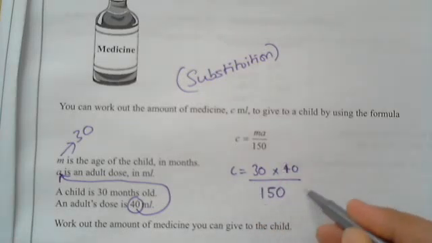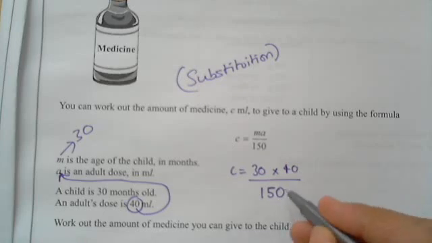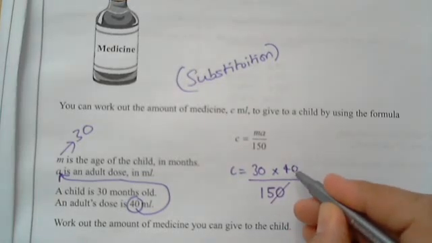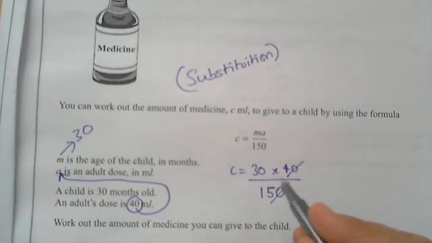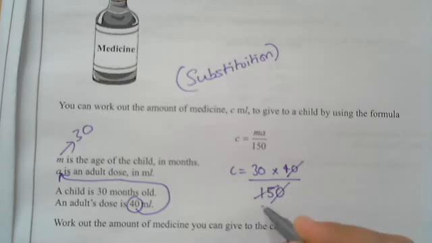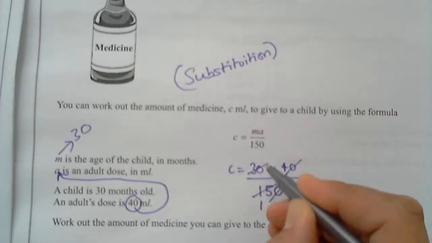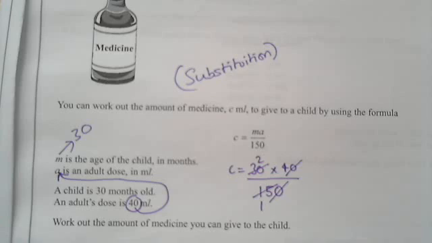Now, because we have a fraction that's a product, we can simplify. If I divide 150 by 10, I lose a 0. If I divide 40 by 10, I lose a 0. Now we've got 30 and 15. If I divide 15 by 15, I get 1. If I divide 30 by 15, I get 2. Okay, this is the skill that we learned in normal fractions.